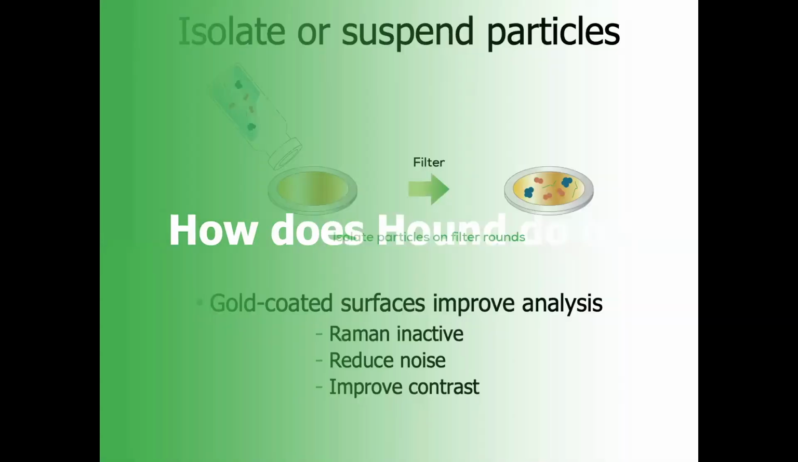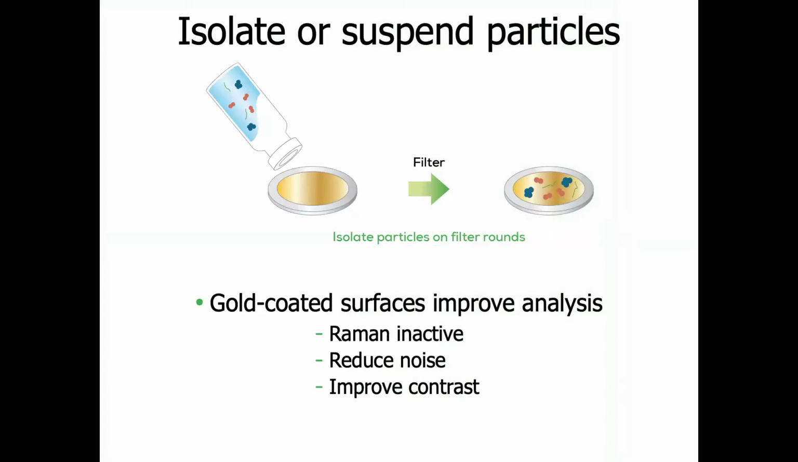Let's have a look now at how a measurement on Hound is actually being performed. The first step is to prepare the sample, and we'll have a look at two common ways people do this. The most common method for sample preparation is filtration, but for some applications, people prefer to look at their samples in situ, so they want to keep their particles in suspension.